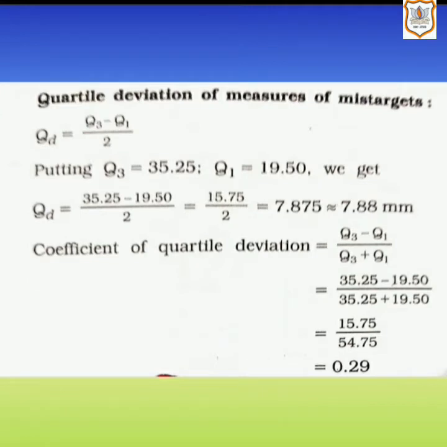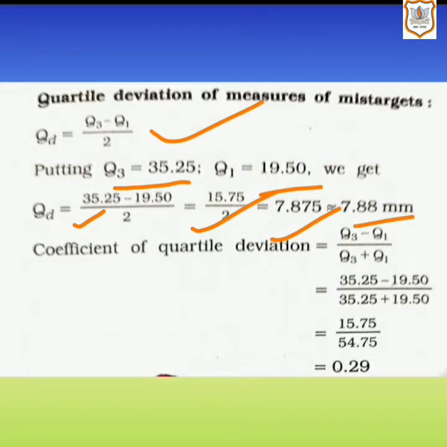Now we will find QD, and the formula for QD is Q3 minus Q1 divided by 2. So now we are going to put the values of Q3 and Q1 that we have taken out already. Q3 we found 35.25 and Q1 is 19.50. So as per the formula, 35.25 minus 19.50 divided by 2 gives 15.75 divided by 2, and it will give you 7.875. So your QD is 7.88 mm.